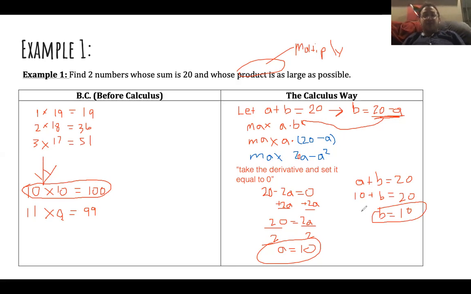Now, for this particular problem, I do think doing it the numerical, before-calculus way is illustrative to see the concept of optimization, and the calculus way might be a little overkill. But for a lot of the real world problems that we're going to see, the calculus way is going to make things a lot easier.